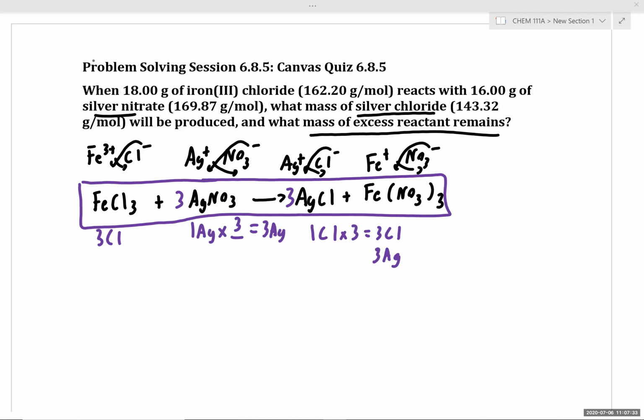Just a side note, you're welcome to use any problem solving method, be it the ICE or the product method. Really, whatever method works best for you, that's the one that you can use. So let's discuss this example. First and foremost, we have our balanced chemical equation. Now let's convert.